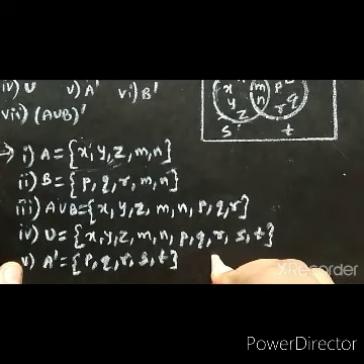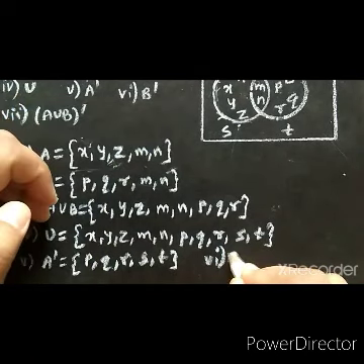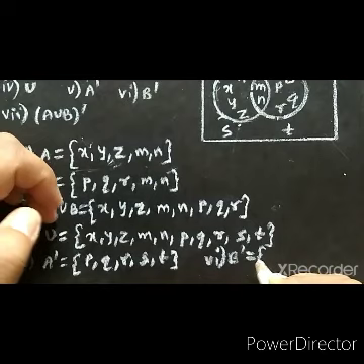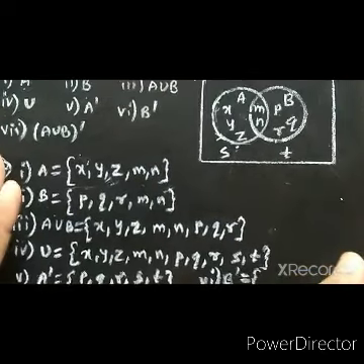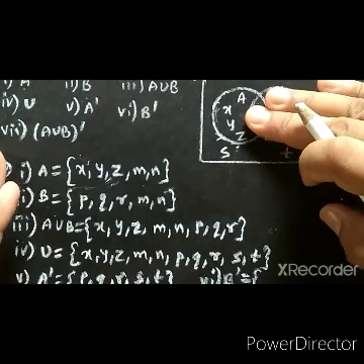Next, complement of B. So except these elements of set B, we get x, y, z, s, t.